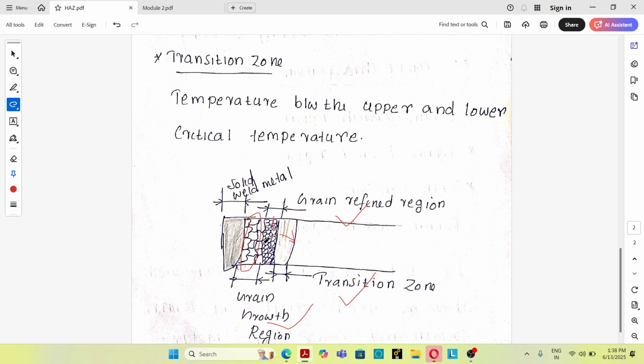In grain growth region, the portion of the metal is heated well above upper critical temperature. Coarse grain structure will be produced. In grain refined region, the portion of the metal is heated just above upper critical temperature. Fine grain structure will be produced. And third one is transition zone between upper critical temperature and lower critical temperature. So in this portion, the metal is heated between upper critical and lower critical temperature.